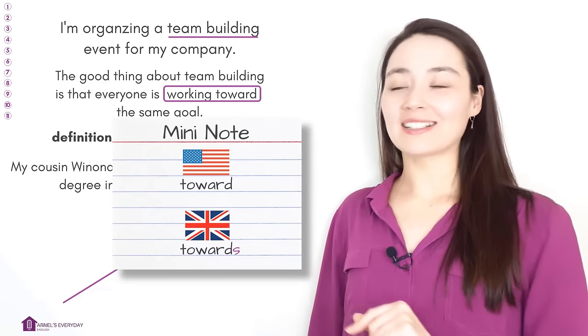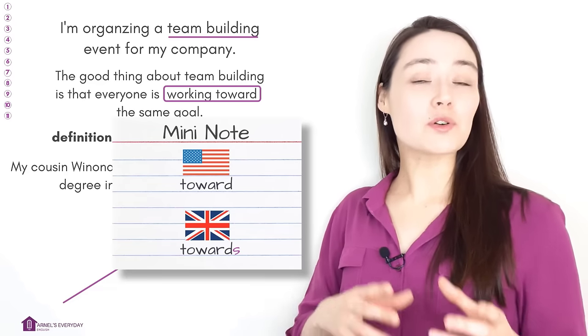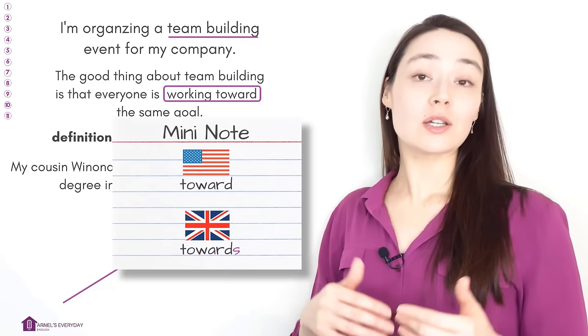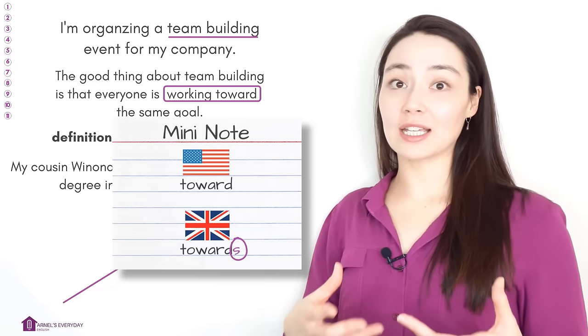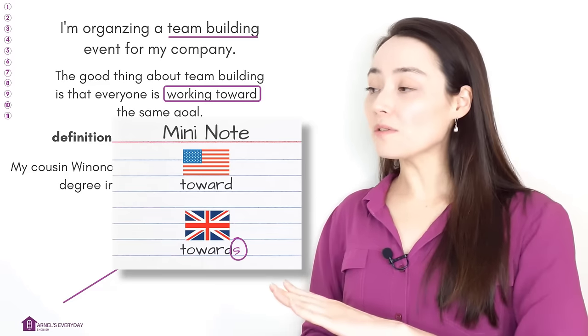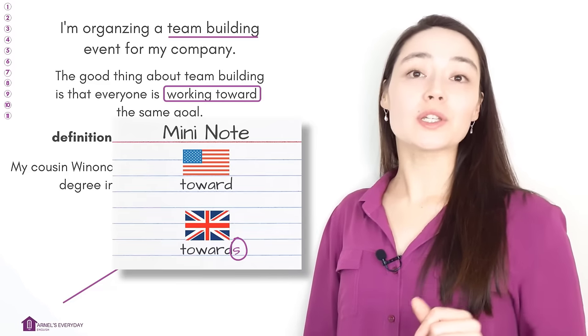Mini note: toward without the S is the preferred American English spelling. Towards with that S is the preferred British English spelling. Both of these are the same, and you can choose which one you want to use.